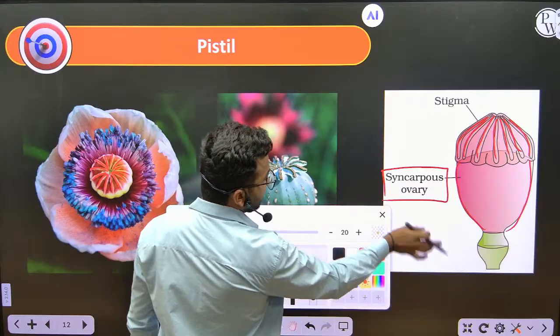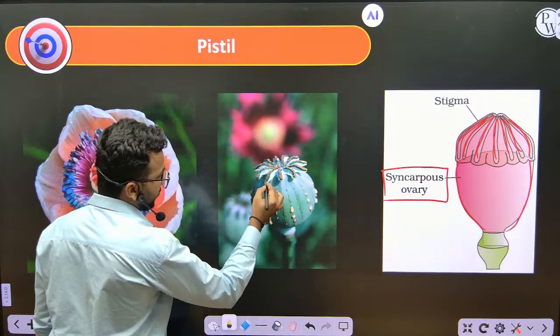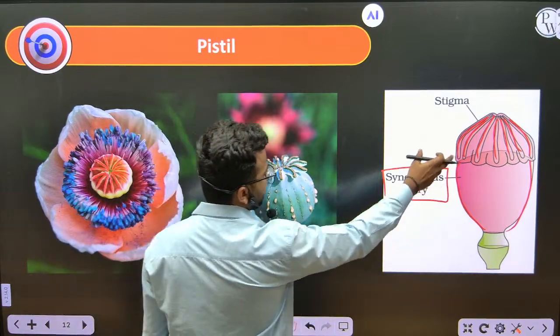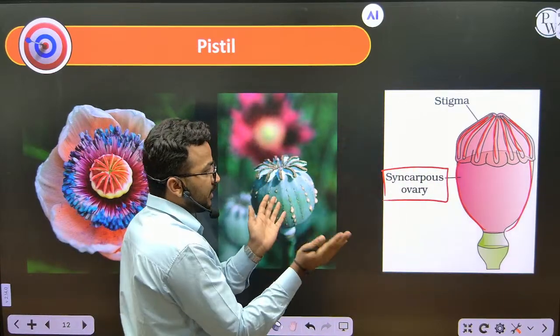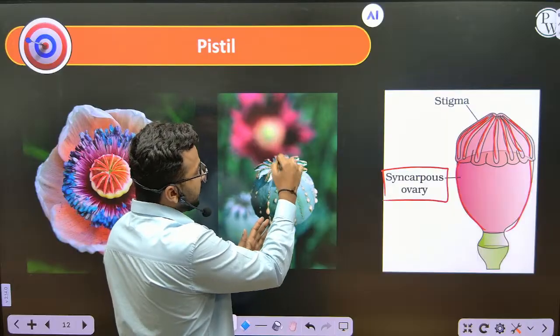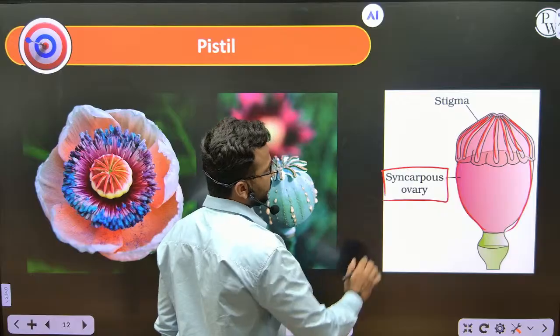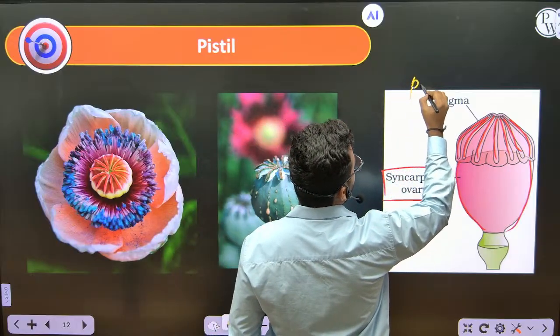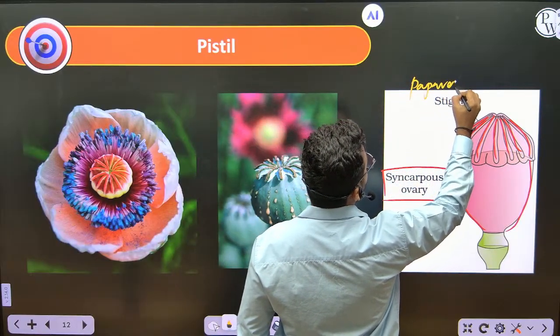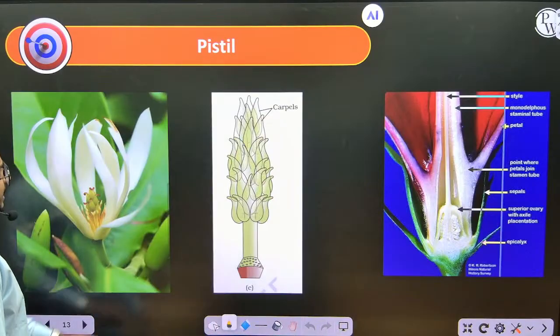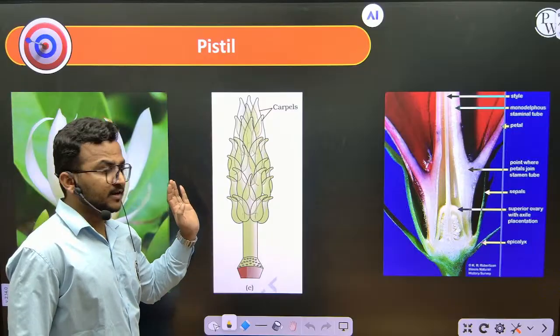And after the fruit formation, what happens is, fruit is one only, single fruit, but it is having many stigmatic surfaces there, many stigma and style will be there, and the fused ovary is seen, that is syncarpous ovary. Example for this is Papaver, Papaver somniferum. And this is apocarpous condition.